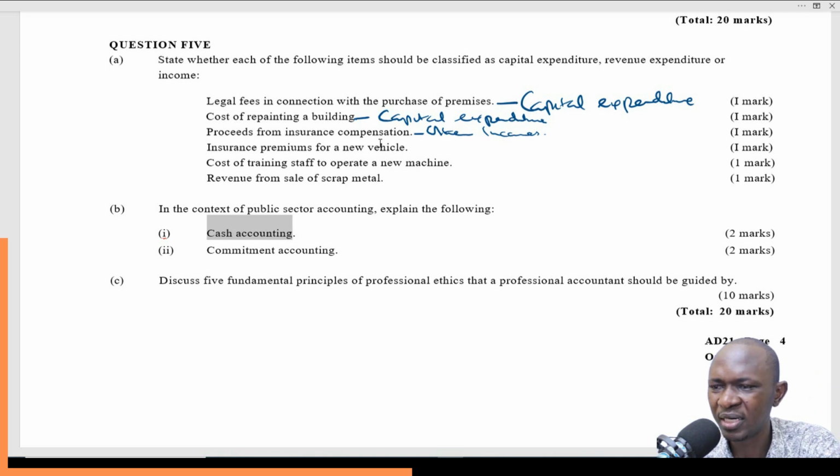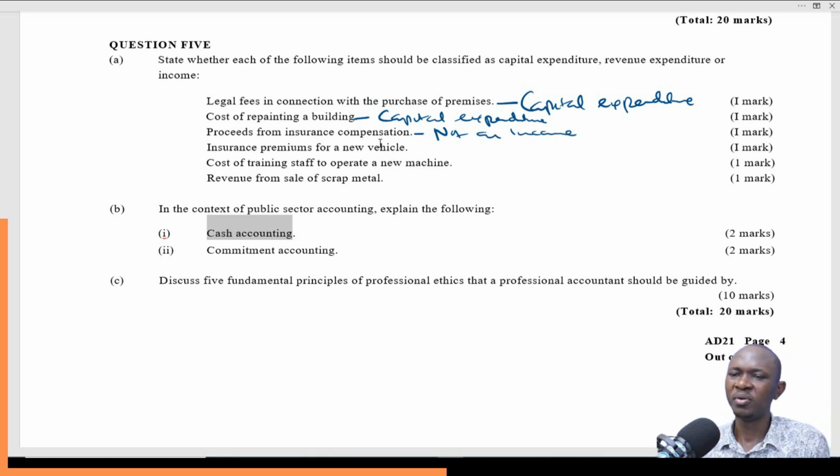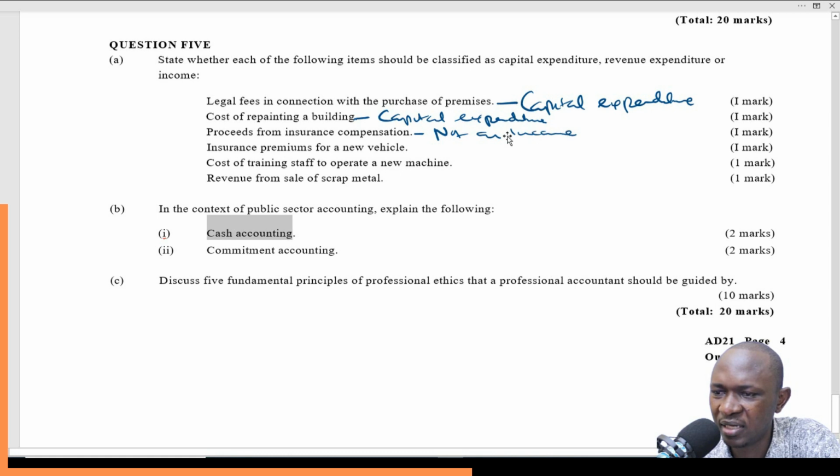So it should not be treated as an income, because the insurance company simply reinstates you to the same position you were before the incident of the loss occurred. So proceeds from insurance compensation, not an income. You're only supposed to go back to the same position you were before the loss occurred. So even if they pay you a check, that check is meant for a certain use, to simply reinstate yourself to the same position you were before the loss occurred. And so there's no chance for us treating that as an income.